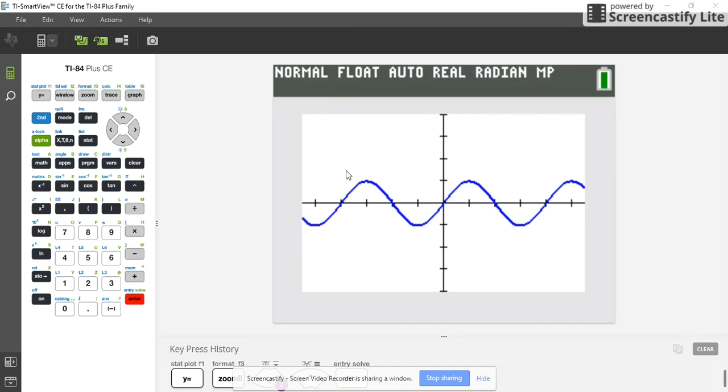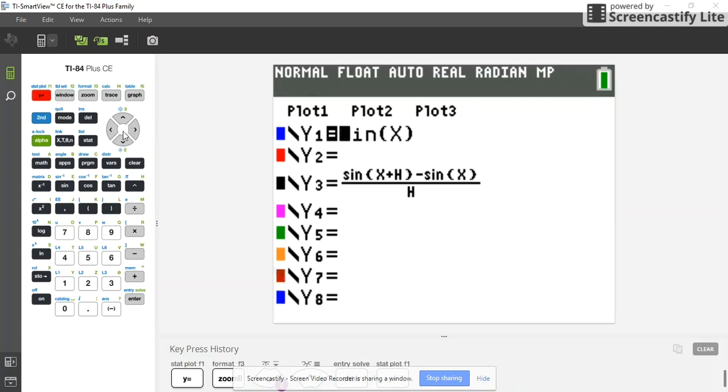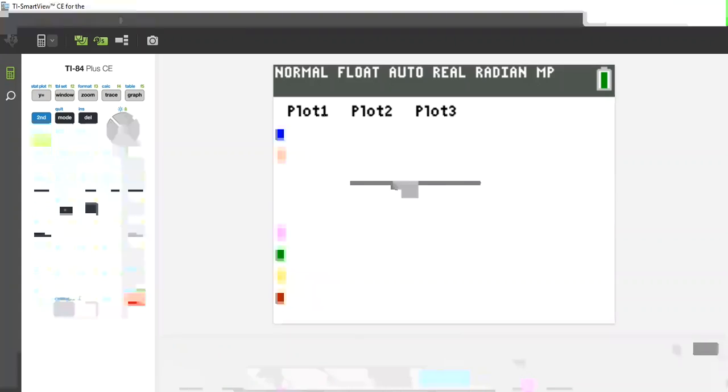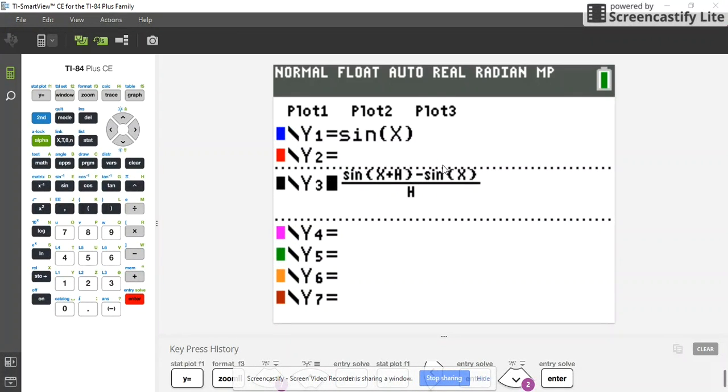We know that sine is a wave function. Let's take a look at what's going on. So in y equals, I'm now going to turn off the sine function, and I'm going to turn on the derivative of sine. Now there's the limit of the difference quotient. By hitting enter on the equal sign, I turn it on. We see sine of x plus h minus sine of x all over h. Now remember, we want to take the limit of this as h approaches 0.